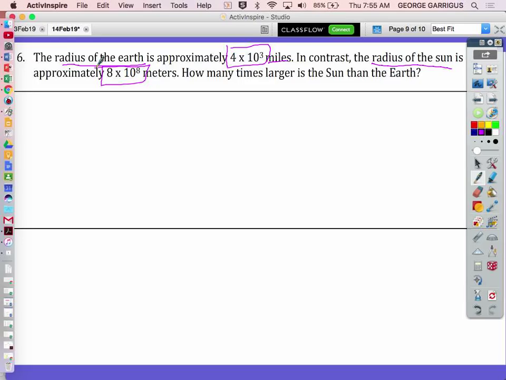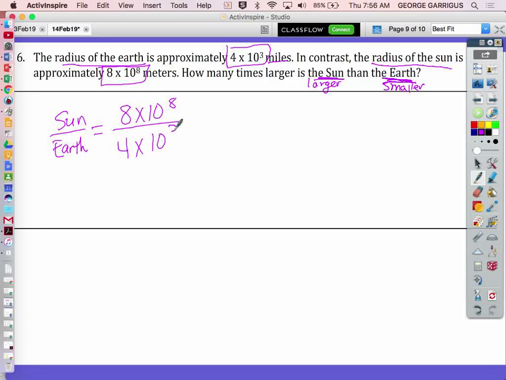Well, they want to know, compare the Sun to the Earth. They want the larger object to the smaller object, and then you can tell how many times bigger the Sun is. So the larger object is the Sun, 8 times 10 to the 8th. And the smaller, this is the Sun to the Earth, and the Earth is 4 times 10 cubed.